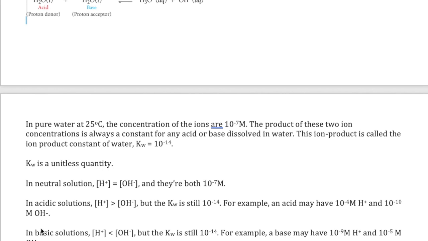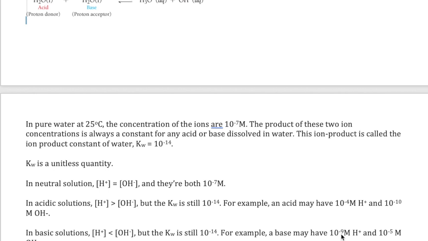Vice versa, if you put a base in water, the base is going to produce hydroxide, so now your hydroxide is more than what you originally started with. Your H plus is then also going to decrease, so overall your OH minus concentration will be higher than your H plus concentration, and that means that you have a basic solution. Similarly, though, the Kw still stays at 10 to the minus 14, so you can calculate the concentration of each of these ions.